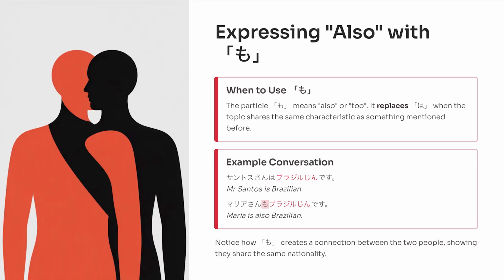Next up, let's talk about the particle も. This one's super easy. It means also or too. You use it when the topic shares the same characteristic as something you just mentioned. For example, サントスさんはブラジル人です means Mr. Santos is Brazilian. Then we can say マリアさんもブラジル人です. Maria is also Brazilian. See how も replaces は here? It connects the two sentences naturally, showing they share the same trait. Simple, right?